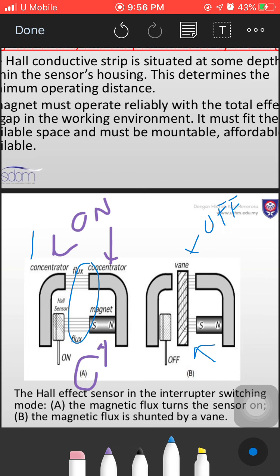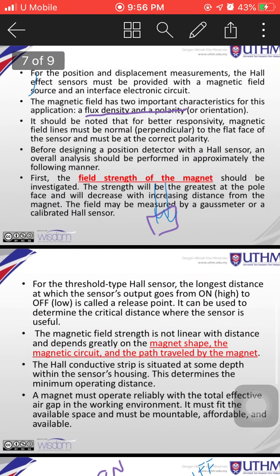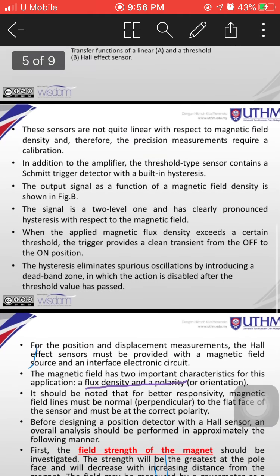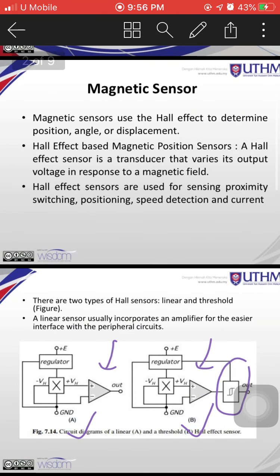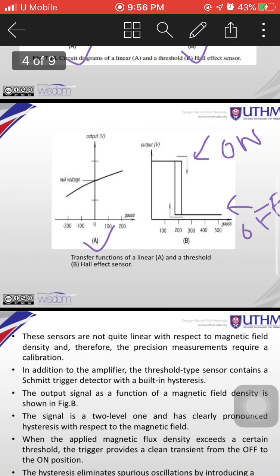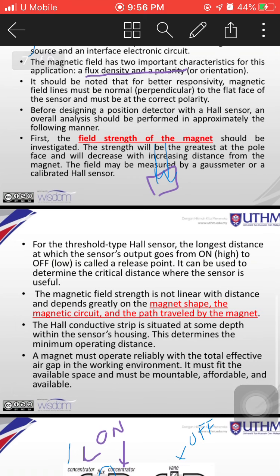in the interrupter switching mode. Alright, I hope all of you understand the working principle of this magnetic sensor, which is that you need to know the Hall sensor depends greatly on the magnetic field of the magnet, and also the shape of the magnet and the density field strength of the magnet.